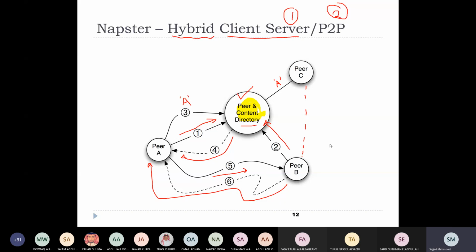I think the biggest problem is that if the content directory fails, the whole network will shut down. Exactly. So there is one single point of failure here. If this goes down, that's it. Everything is dead. Nobody knows what kind of content we have in our system. I think there was a hand raised. Probably the student wanted to talk about the same thing. Yes, it was me. It's the same thing.